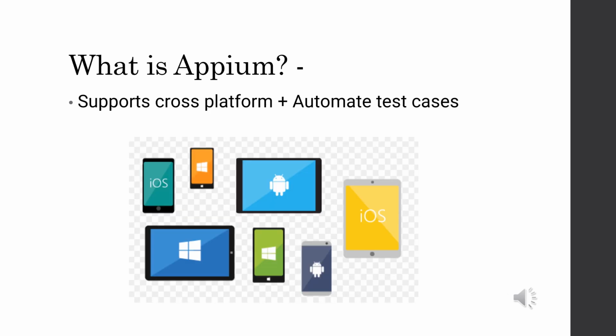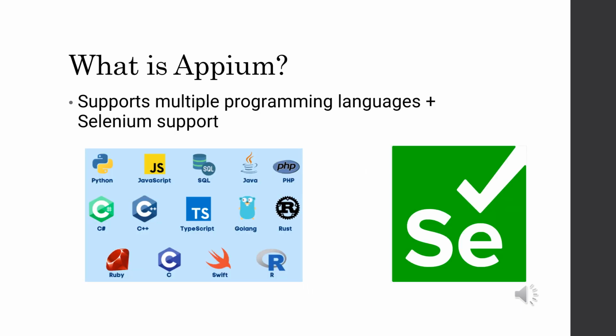This picture demonstrates we can test iOS based mobile applications, Windows based mobile applications, Android based mobile applications, tablets, PCs, desktops, laptops, any kind of cross platform supports, automation test cases, everything will be done here. It not only supports multiple programming languages, it also supports Selenium. So knowledge of Selenium will be helpful while writing the code for Appium. It supports many languages like Python, JavaScript, Java, PHP. Any knowledge on any programming language will be helpful for developing Appium applications.